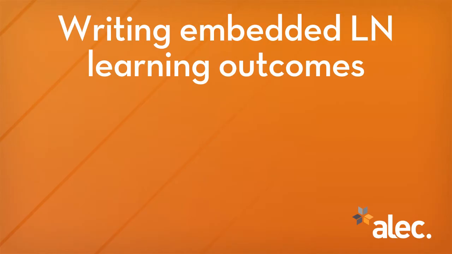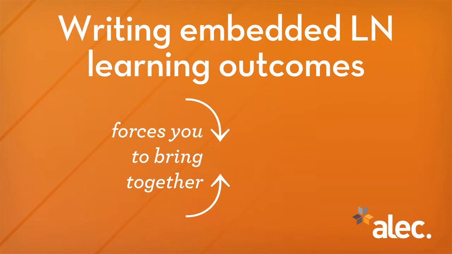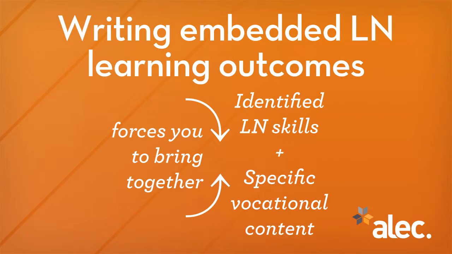Writing embedded literacy and numeracy learning outcomes. It forces you to bring together a couple of things. And we have a system, a process, which is simple and easy to follow and helps to make this happen. So writing embedded outcomes, the way we do it, forces you to bring together the identified literacy and numeracy skills that your learners need together with the specific vocational training content. That's your work content, your course content. Let's have a look at some examples.